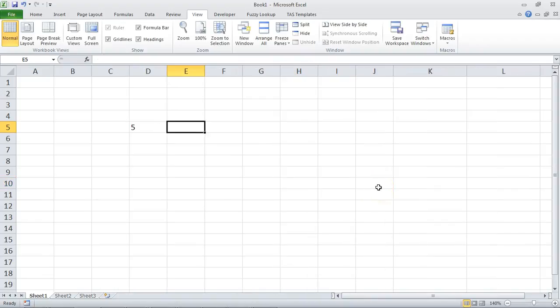Therefore, the basic concept is that the dollar sign allows you to prevent cell references from updating automatically. Now this concept has very interesting applications. Let's look at one such application.